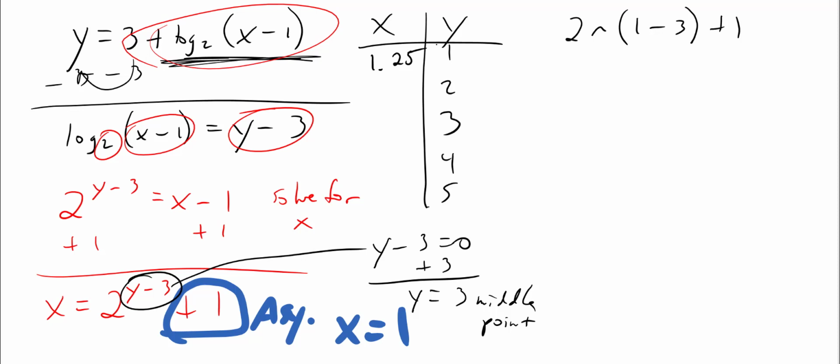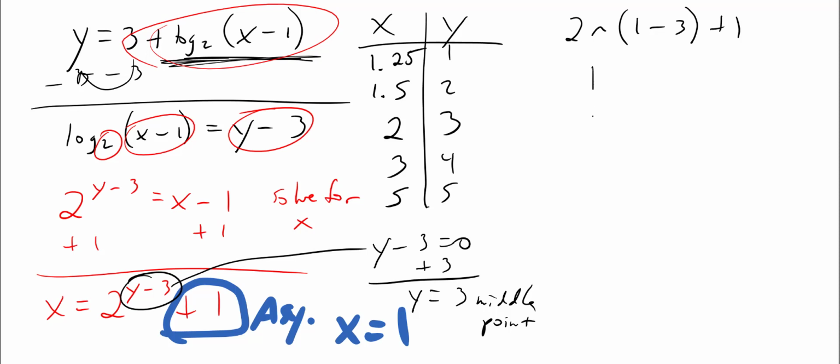Okay, if I put a 2 in there, 2 minus 3 is negative 1. 2 to the negative 1 is 1/2, or 0.5. 0.5 plus 1 is 1.5. Okay, I put a 3 in there. That's 2 to the 0 is 1, plus 1 is 2. I put a 4 in there. 4 minus 3 is 1. 2 to the first is 2, plus 1 is 3. And I put a 5 in there. 5 minus 3 is 2. 2 squared is 4, plus 1 is 5. And those are your points.